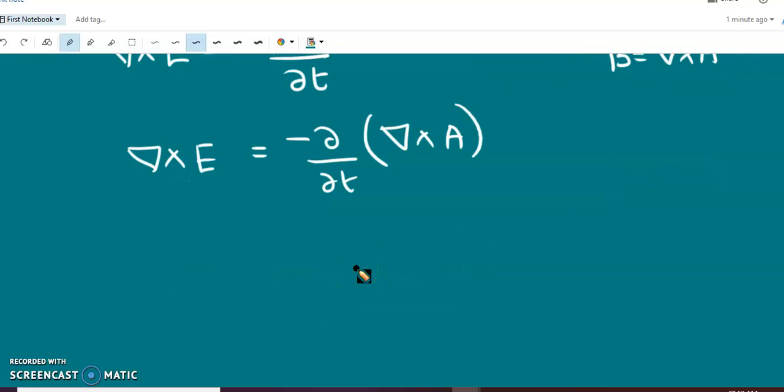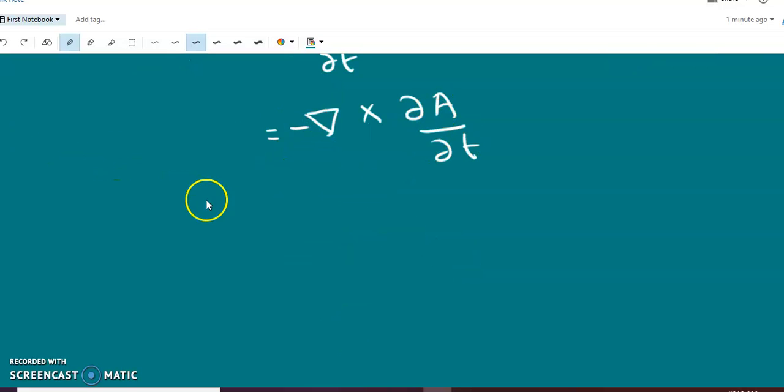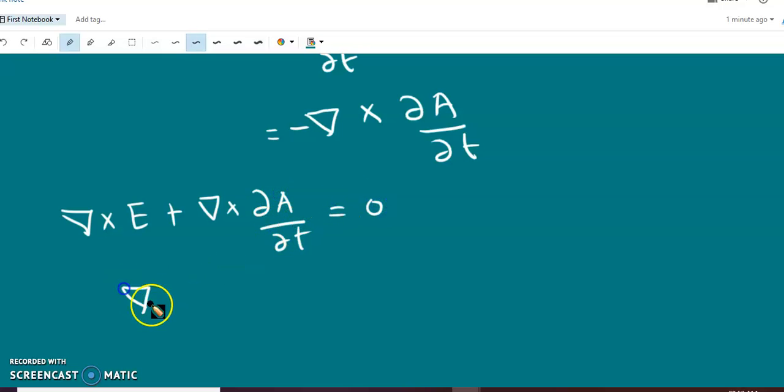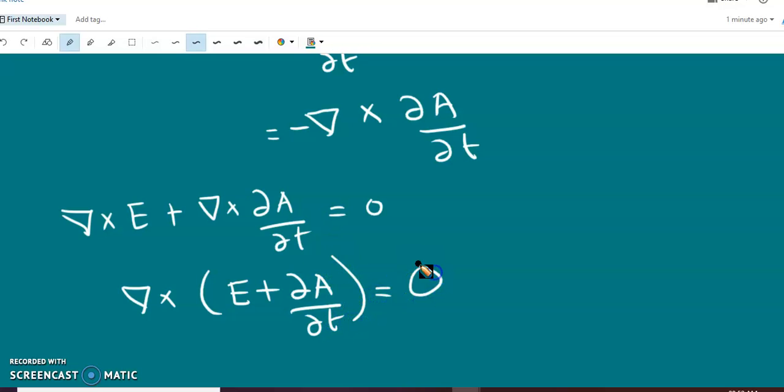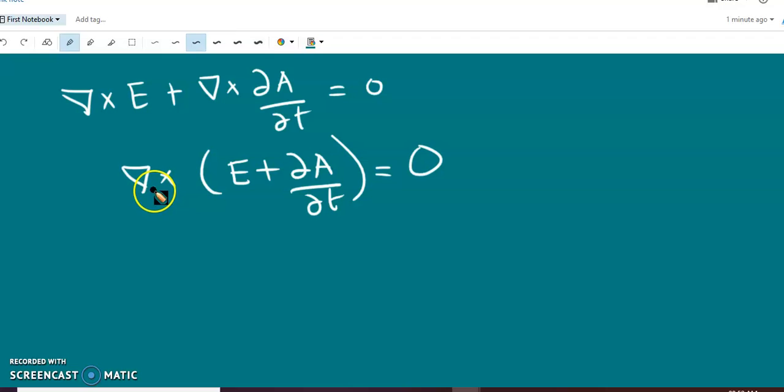So del is an operator with respect to position, dou by dou x, and this is a time operator. And these are interchangeable. And therefore we can write this as minus of del cross dou A by dou T. So we can interchange this and take the RHS towards the left, we will get del cross E plus del cross dou A by dou T is equal to 0. So del cross of E plus dou A by dou T equal to 0. So curl of E is not equal to 0 in the dynamic case, but the curl of E plus dou A by dou T equal to 0.